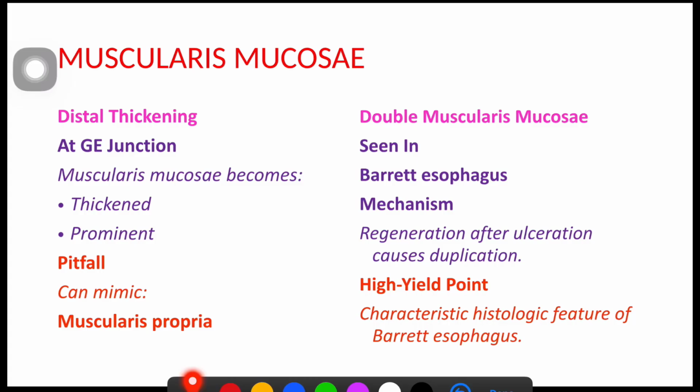Now, sometimes double muscularis mucosae is seen. It is diagnostic of Barrett esophagus, where two layers of muscularis mucosae are visible because of regeneration after ulceration causing duplication. So, the characteristic histological feature of Barrett esophagus is duplication of muscularis mucosae.